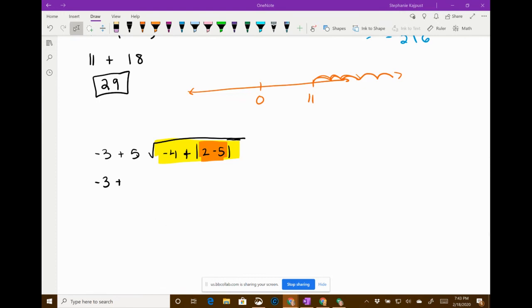Okay, so we have -3 plus 5, and then there's nothing in between a 5 and a square root, so that's assumed to be multiplication, so I'm going to write that symbol. Then I have my square root symbol, then -4 plus, and now I need to simplify inside the absolute value symbols. So I need to do the 2 minus 5. So 2 minus 5 is -3. We saw that before. So I have this absolute value of -3.